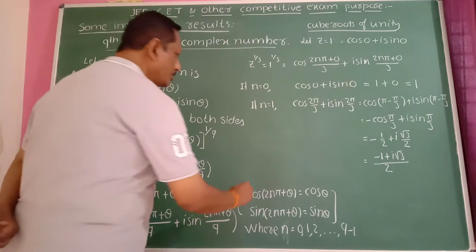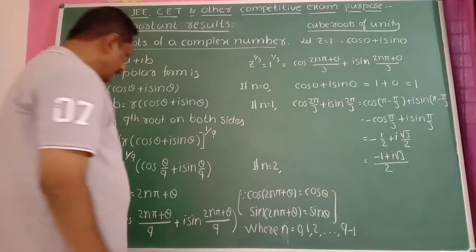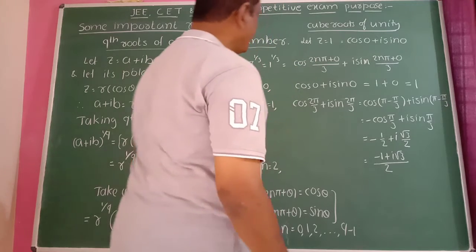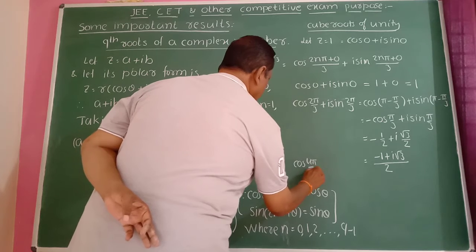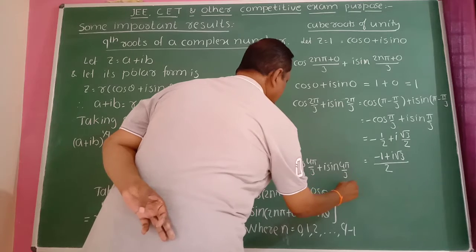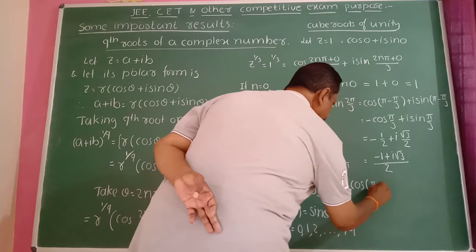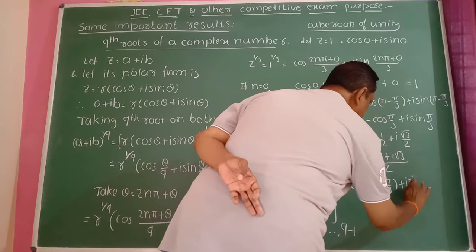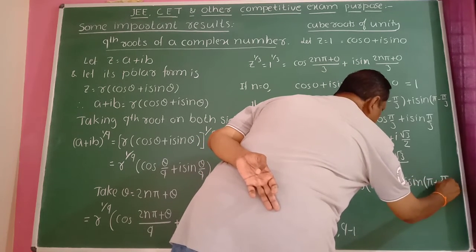Suppose n is equal to 2. If n is equal to 2, put n equal to 2 here. 2 2s are 4. So cos of 4 pi divided by 3 plus i sin of 4 pi divided by 3. So this term is equal to cos of pi plus pi by 3 plus i into sin of pi plus pi divided by 3.